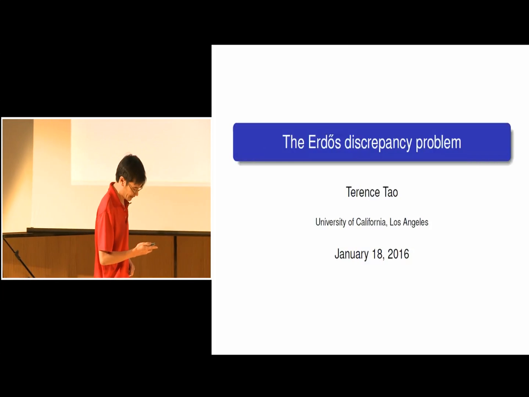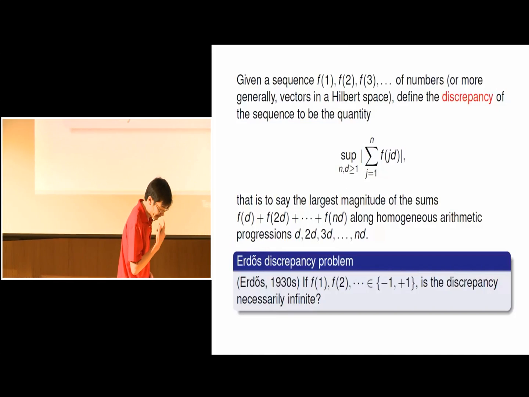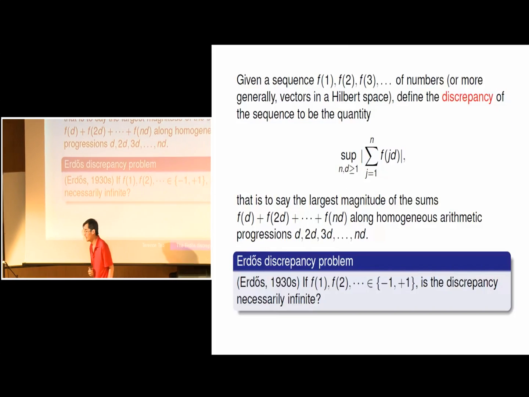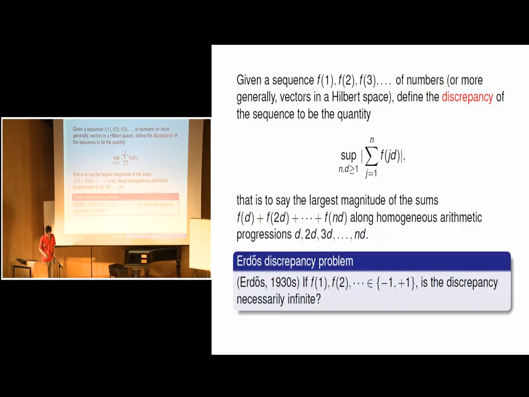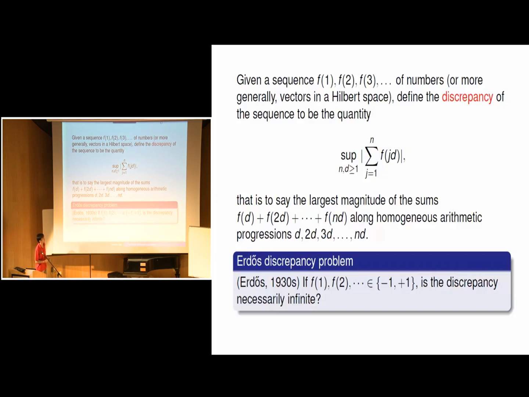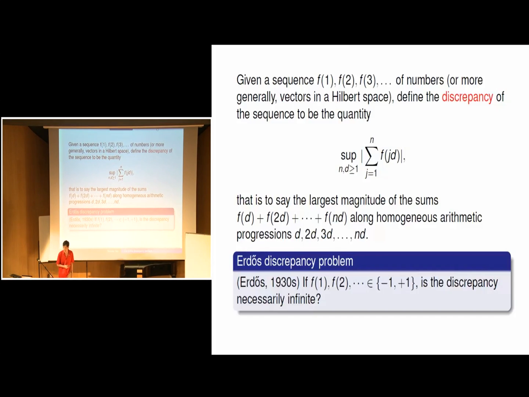Okay, so I'll be talking about the discrepancy problem of Erdos. So let me start with some definitions. Whenever you have a sequence of numbers, which I'll call f(1), f(2), f(3), and so forth, real numbers, complex numbers, actually more generally, as it turns out, it's more natural to think of them in a Hilbert space.